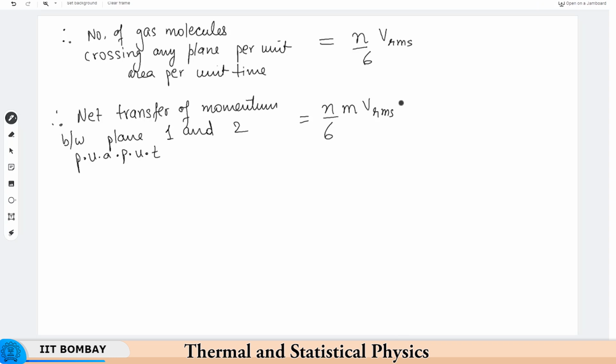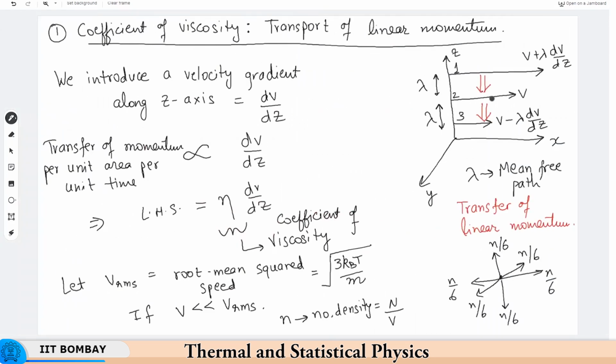V plus dV by dz. So that will essentially be given by n by 6 times m times Vrms times lambda dV by dz minus V. So this is the amount of momentum transfer from plane 1 to plane 2 per unit area per unit time.